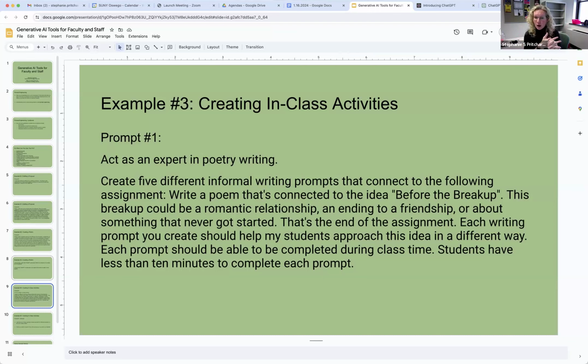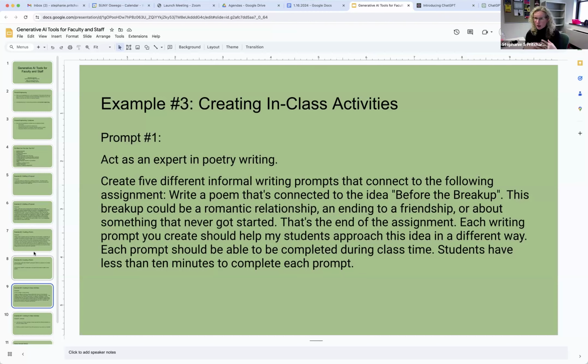So I was looking for different writing prompts that we can do in class that would help my students understand how to approach this topic, right, before the breakup. Their breakup could be about a romantic relationship, an ending to a friendship, something that never got started. And then every writing prompt I want the generative AI to create should help my students approach this idea in a different way.